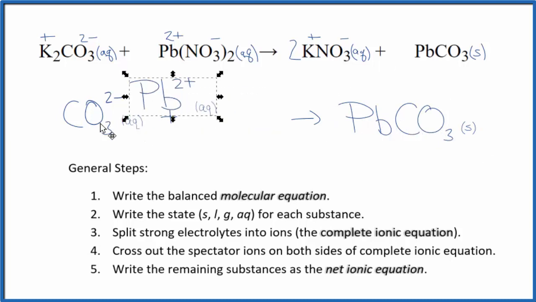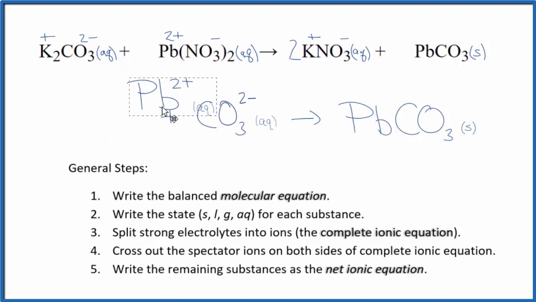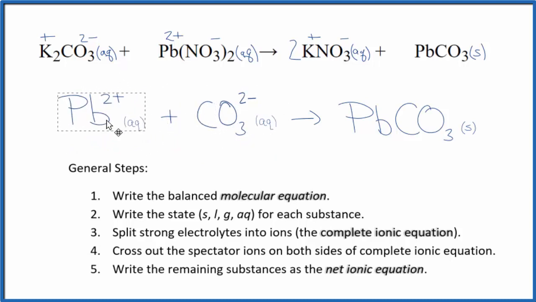Sometimes you'll see the positive ion written first. Doesn't really matter. It's the same equation. Maybe it looks a little nicer. But this is the balanced net ionic equation for potassium carbonate plus lead(II) nitrate.